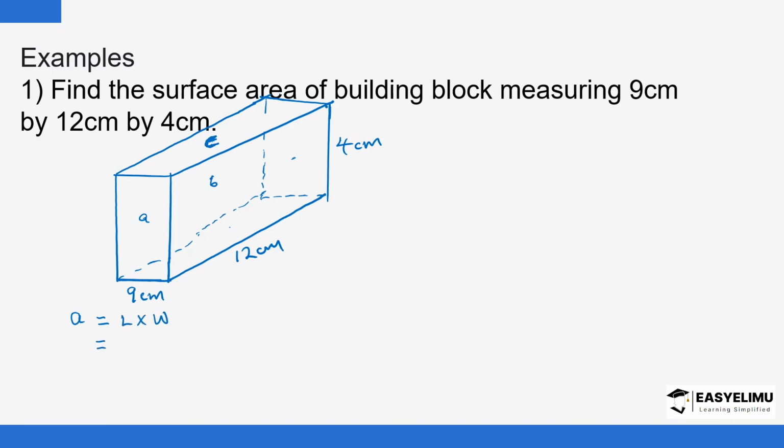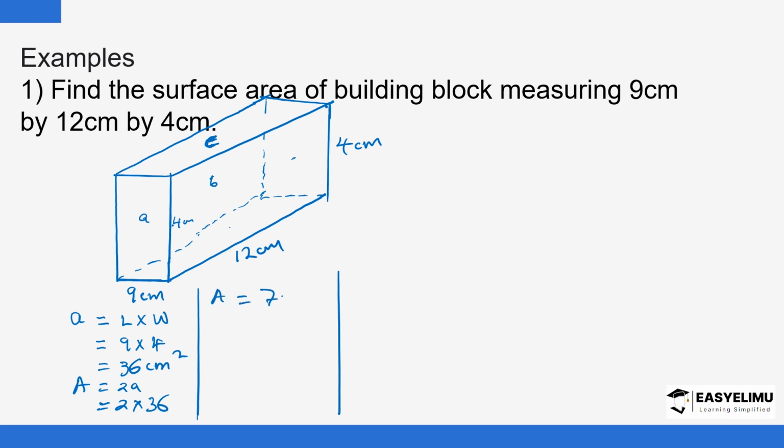So length could be 9, and then width would be this one here, which is also 4 centimeters. So you multiply by 4, and that is 36 square centimeters. So our area, this one A and the other one on the opposite side, should be twice A, which is 2 times 36, and that is supposed to be 72. So capital A here should be equal to 72 square centimeters.